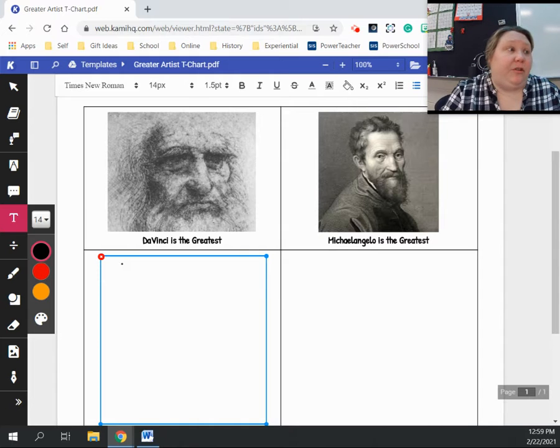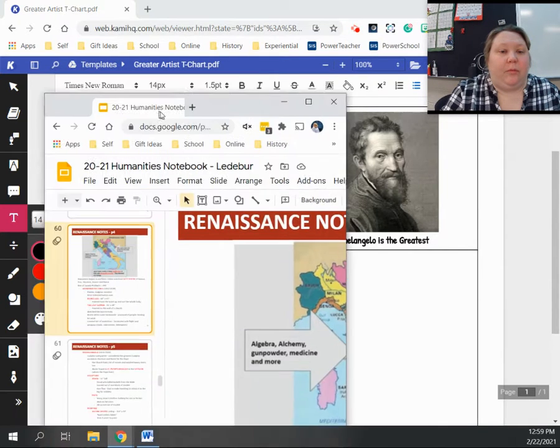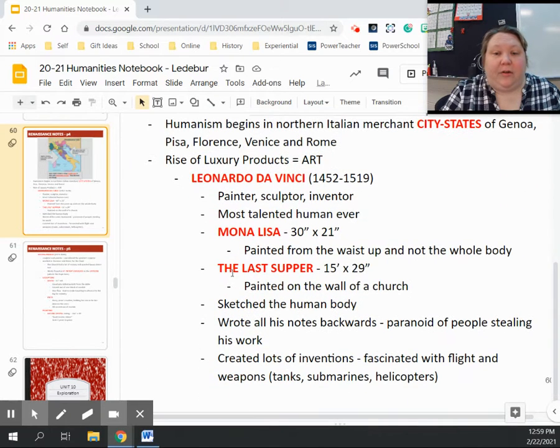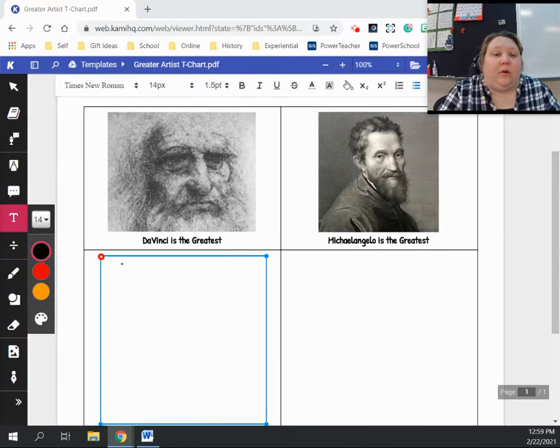And in order for me to do that, I would, of course, go back to my humanities notebook and I would look up information about each of the talents. Okay, so it says that he's a painter, sculptor, inventor, perhaps the most talented human of all time. So, okay, so I'm going to put that in here. I'm going to say that he is a painter, and then I'm going to hit sculptor, and I'm going to write inventor.